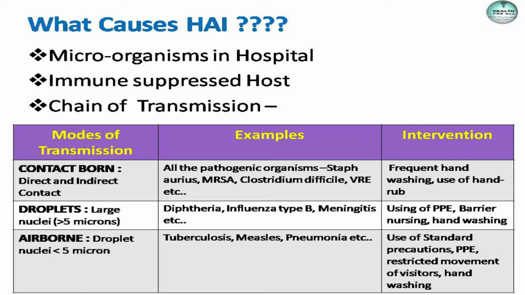Examples are diphtheria, influenza type B, meningitis. All those pathogens are spread via droplet infection. And how can we intervene or prevent this? By using PPE, by following barrier nursing and hand washing.